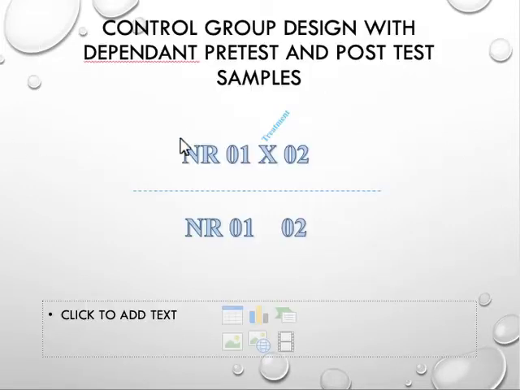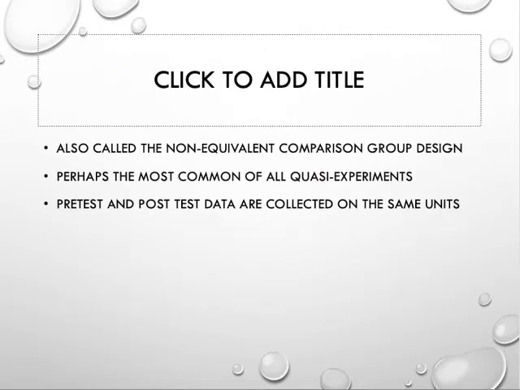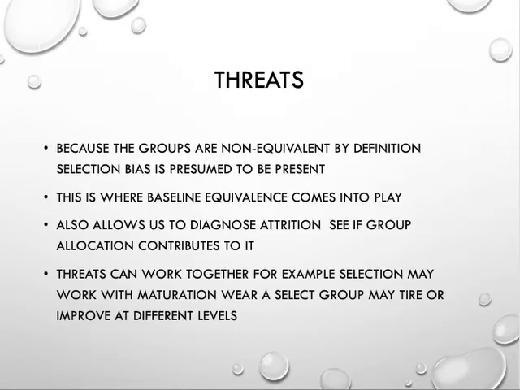So it would look a little bit like this, where not randomized, not randomized. We give a pre-test, the treatment is delivered, and then we give a post-test. This is also called the non-equivalent comparison group design, perhaps the most common of all quasi-experiments. There's pre-test and post-test data on the same units.